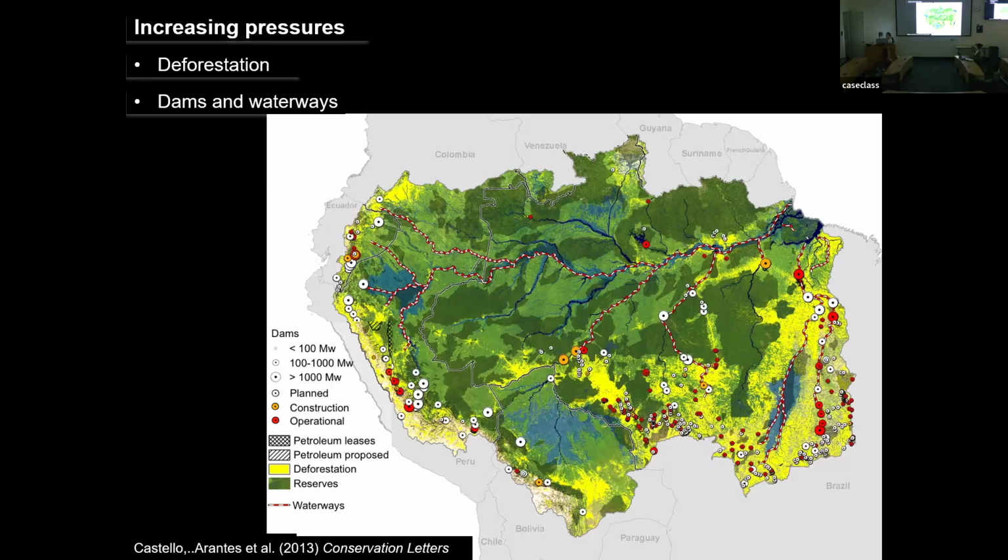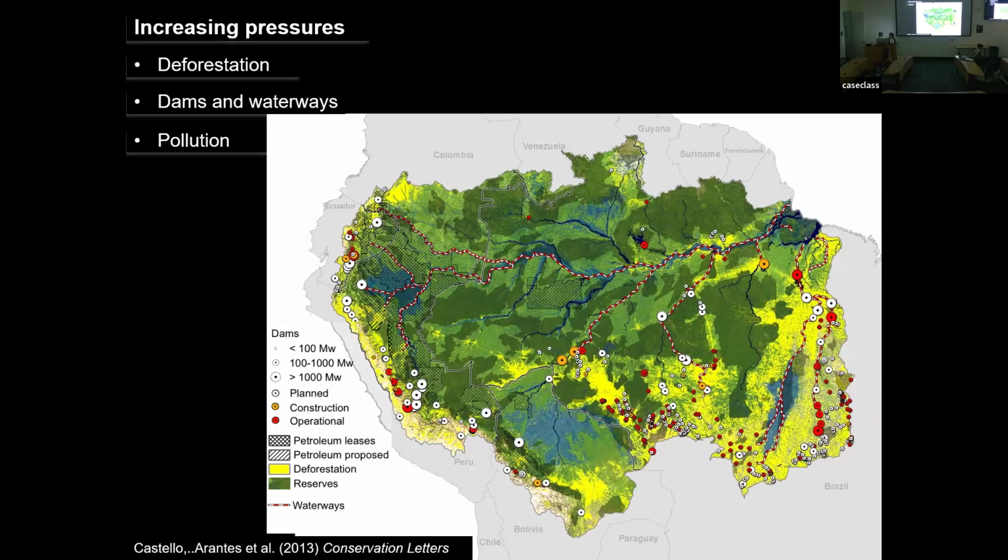Then we have dams that are shown by the dots, so hundreds of dams are in operation or are under construction or being planned for the Amazon. Then we have pollution, and these black grids show areas of oil exploration, which are located mainly in the Western Amazon, but there is also widespread mining activities, especially gold mining.